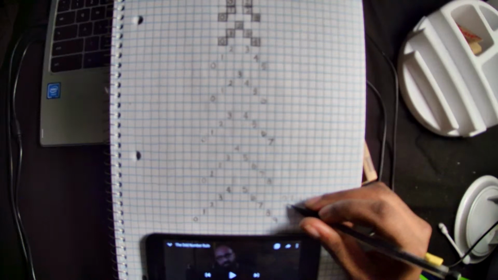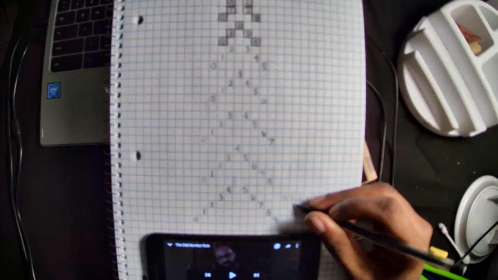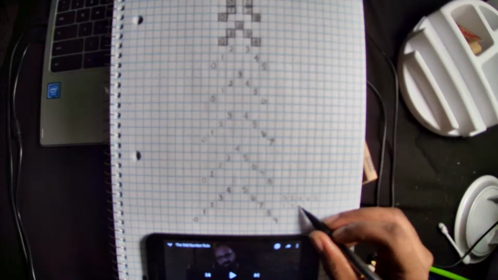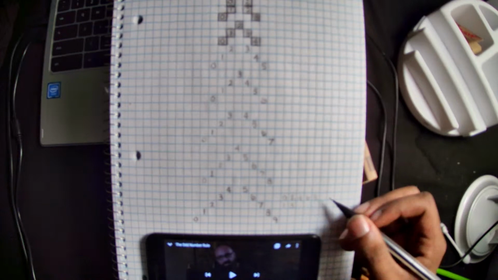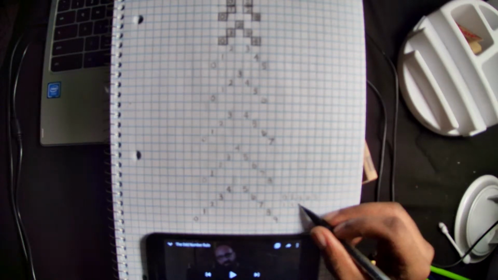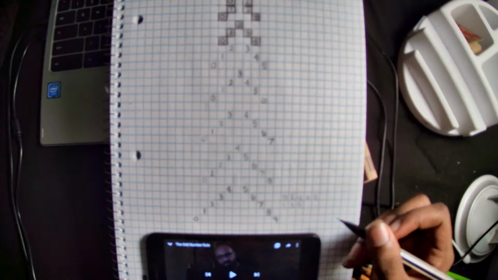Okay. So 12, 1 plus 2 equals 3. So you write 3. And then after 12, you add 2 more to that, and you're going to get 14. 14, 1 plus 4 equals 5. And then after that, of course, you get 16. 1 plus 6 equals 7.